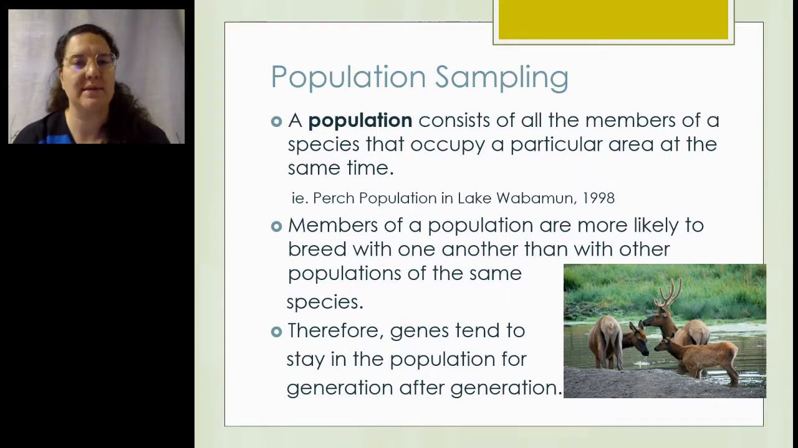So it's not likely that a white-tailed deer from near the Alberta-Saskatchewan border is going to breed with a white-tailed deer that lives in Banff or Jasper National Park. So genes tend to stay in certain populations for generation after generation.